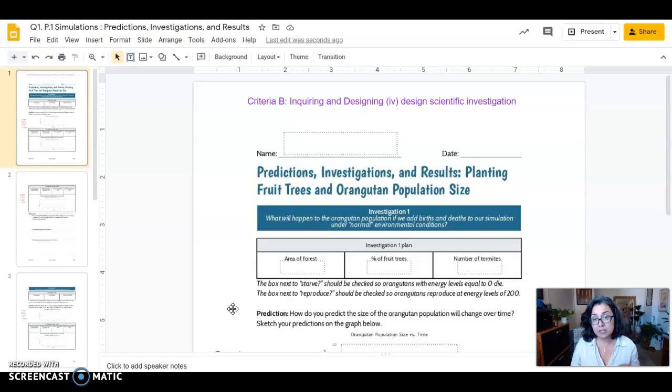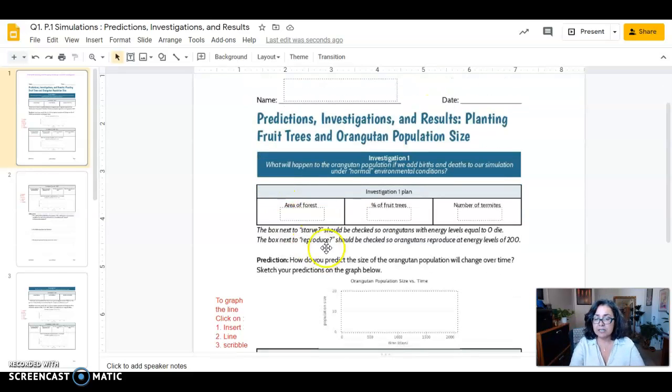So Tuesday and Wednesday you'll be working on your investigations, where you're running the simulation on your own and designing your own investigations. So what we're looking at is slide 1, and here I would like to be clear that I'll be looking at criteria B, inquiring and designing. And so I'll be looking at designing a scientific investigation. How are you doing that?